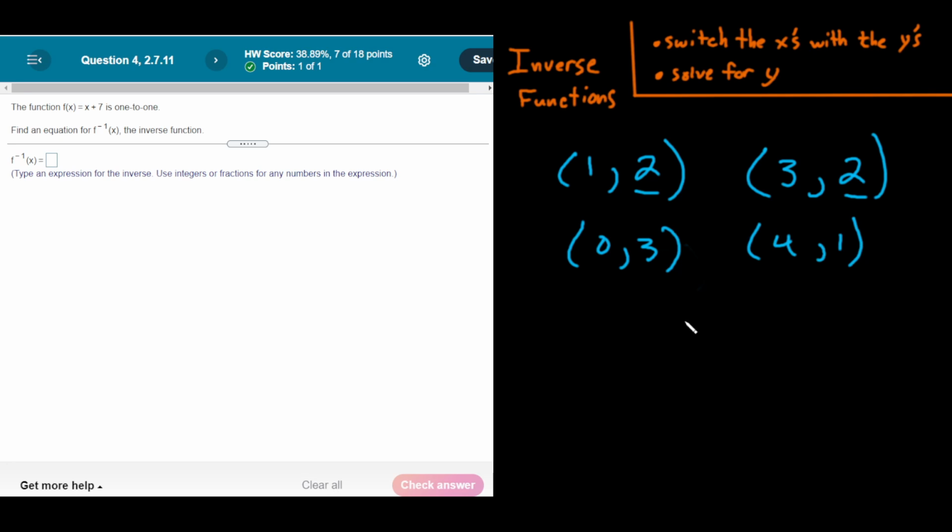When you're trying to determine if it's 1 to 1, you do the horizontal line test. So let's go ahead and make a little XY axis here. Highest number is 4, so I'm going to do a 4 by 4.